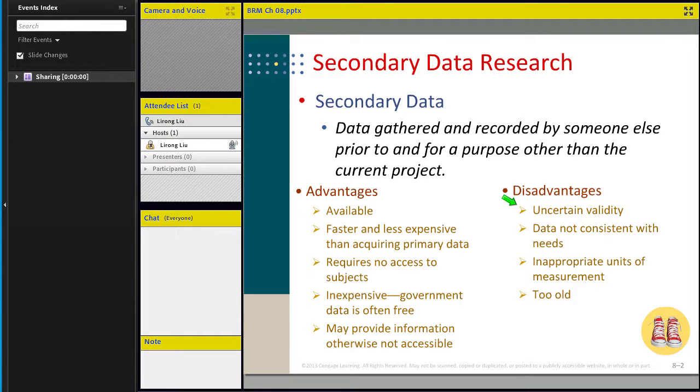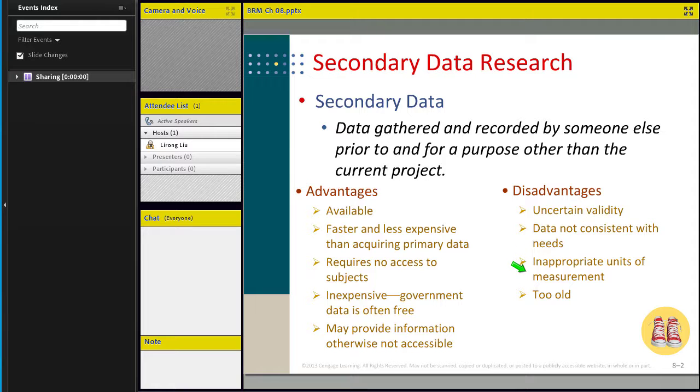Of course, there will be disadvantages using secondary data. For example, since the data are collected by someone else, it is usually not possible to verify whether the data is valid or not. And a lot of times, secondary data can have poor quality. The second disadvantage is since the data are not collected for the current project, instead it's collected for a different project, such data may not be consistent with the current needs. And usually researchers need to make some compromise or modify the data a little bit to serve the purpose.